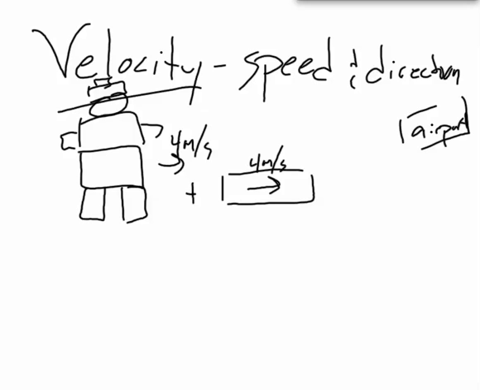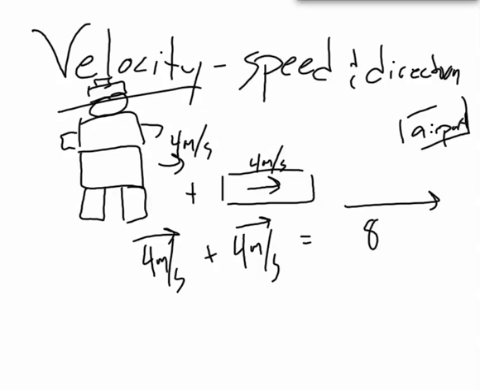8 meters per second. No. 16 meters per second. No. So we have 4 meters per second plus 4 meters per second, and that's going to give us 8 meters per second toward the airport.